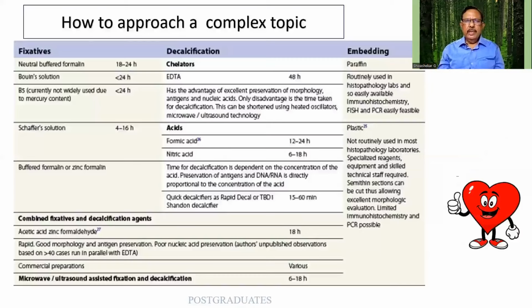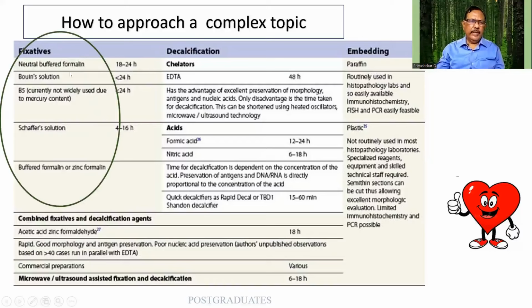My goodness. How am I to approach a complex topic like this or a table like this? Always, when in doubt, delegate or divide. This is regarding the handling of a bone marrow biopsy or aspiration. I told you, divide or delegate. Let us see. First, look at the fixatives. It can be buffered formalin, Bouin's solution, or sometimes B5 is being used, Schaffer's and buffered formalin or zinc formalin. Many things are there. You people can just go see how to read a table like this.